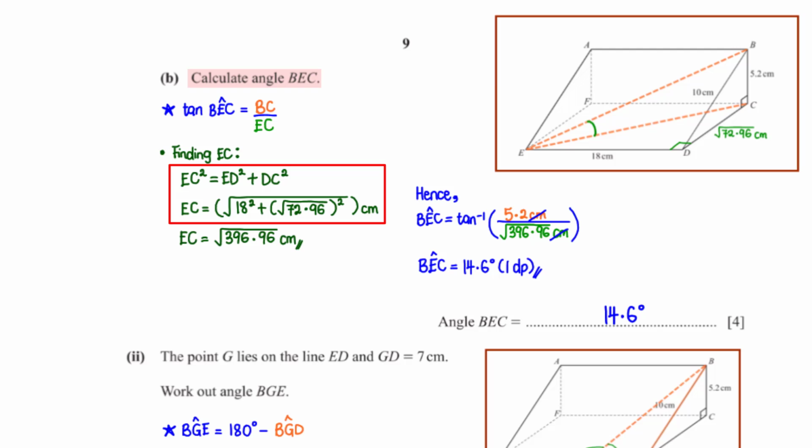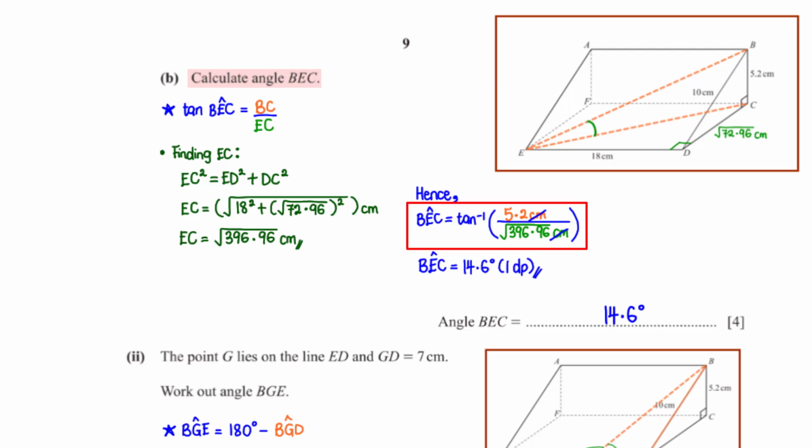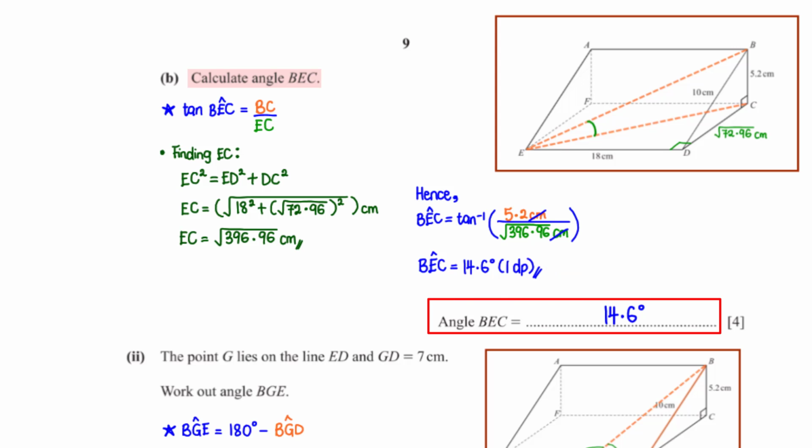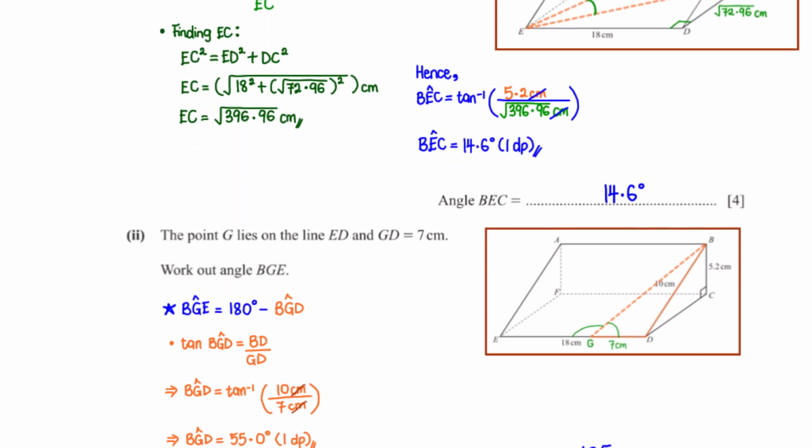18 squared plus square root of 72.96 squared is 396.96. When we plug in BC and EC into the equation and make angle BEC the subject, this is what we have. When we type this into the calculator, we get 14.6 degrees rounded to 1 decimal place.